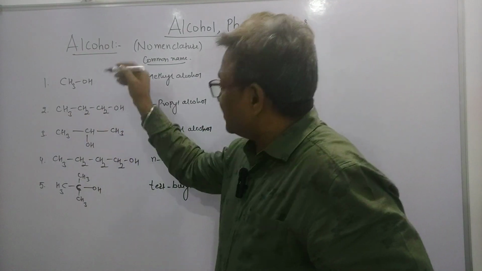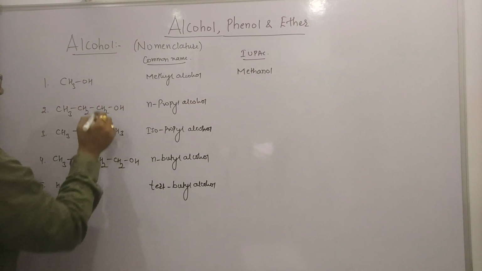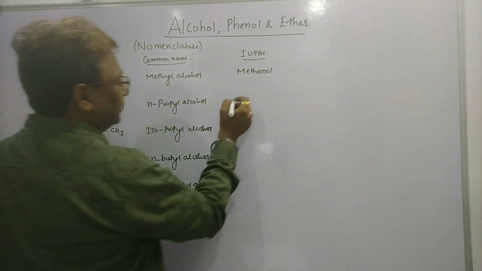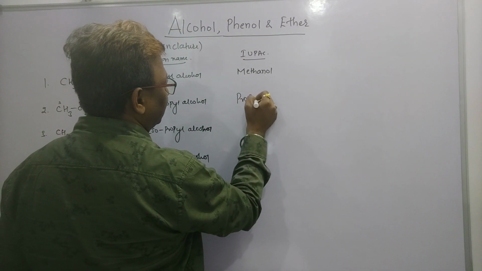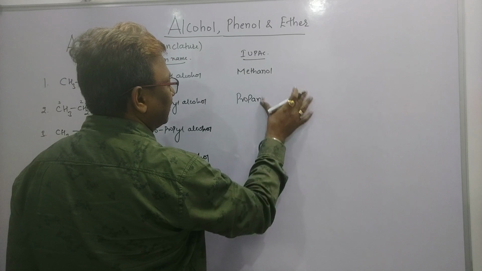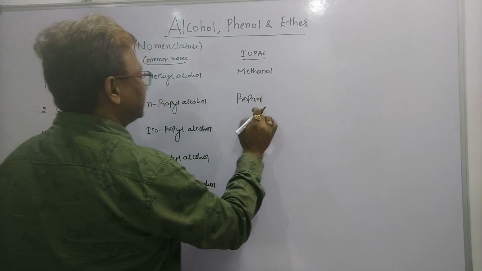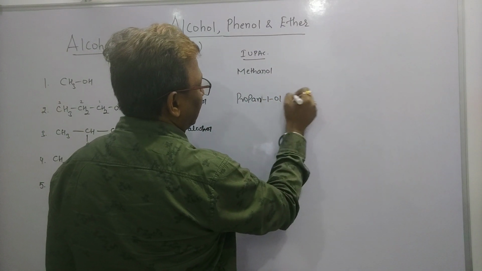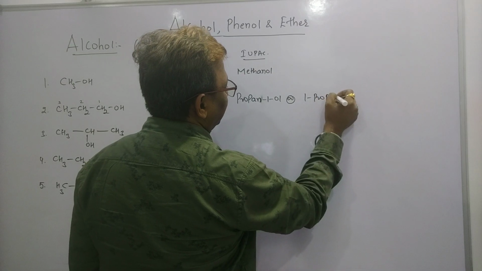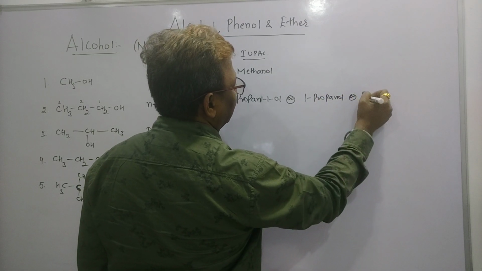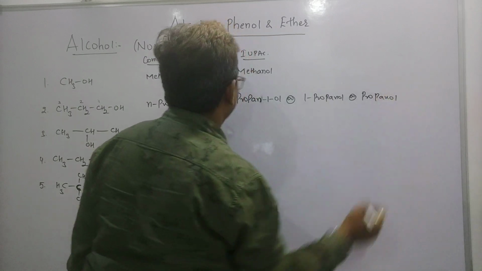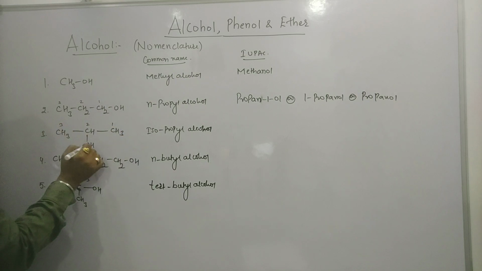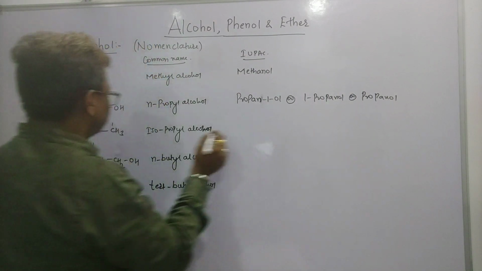But here OH present on the carbon will be numbered as 1. So we can give the number 1 here, then number 2, then number 3. 1, 2, 3. 3 means I should write PROP, single bond ANE. But the last E replaced by OL because the secondary suffix for the alcohol is OL, which is present on the first carbon. So 1-OL, or we can write 1-propanol, or we can write directly propanol. Here OH is attached to the carbon, longest chain 1, 2, 3. OH is on the second carbon and here 3 carbons are there.